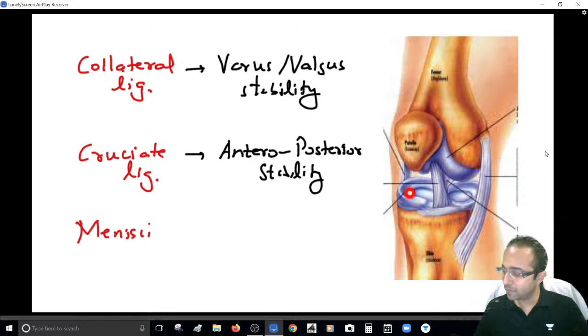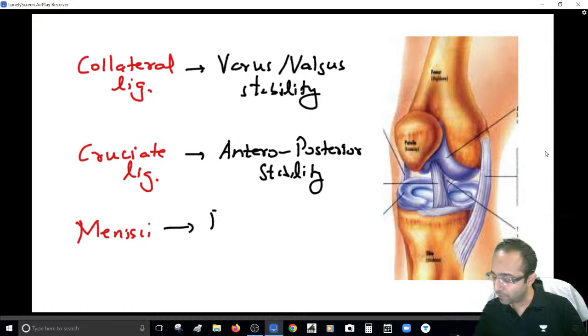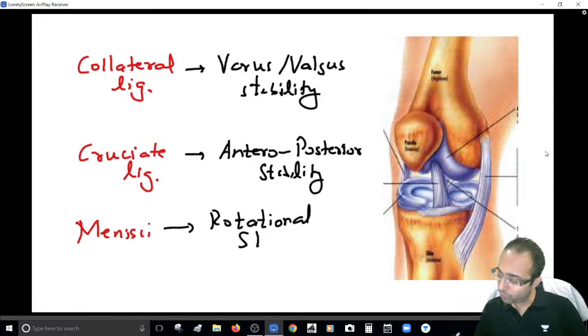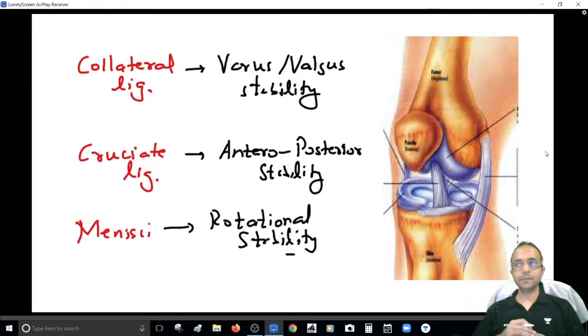Now you can see this meniscus here. It is running on the sides of the tibia, converting these flat tibial surfaces into sockets so that the condyles of femur lock into these sockets, so that their rotation is jammed. So that is the purpose of the meniscus. It aims at providing you the rotational stability in the knee.